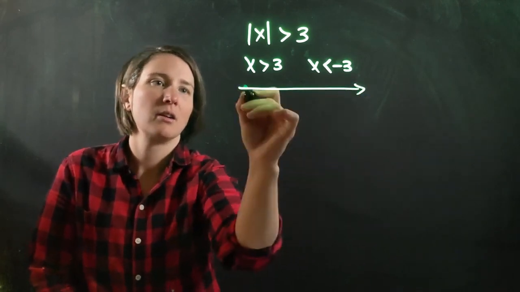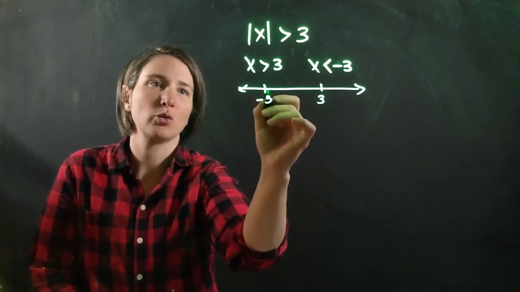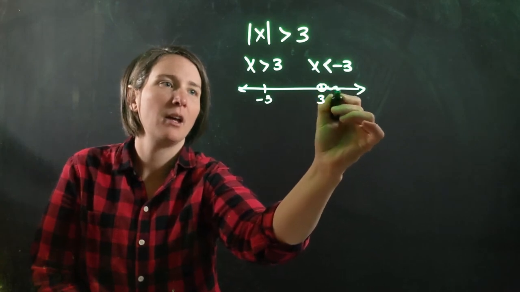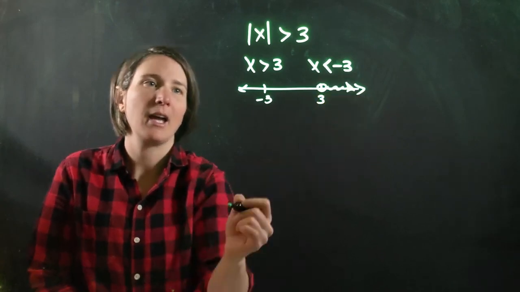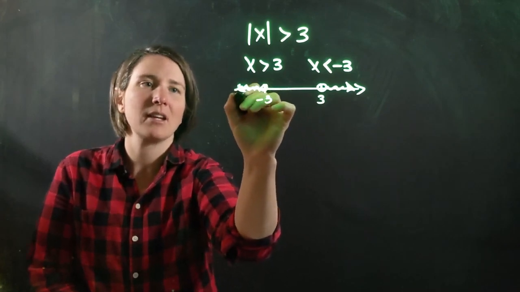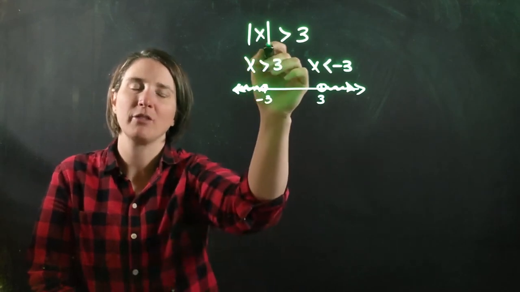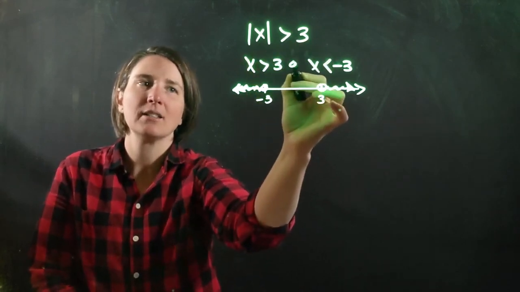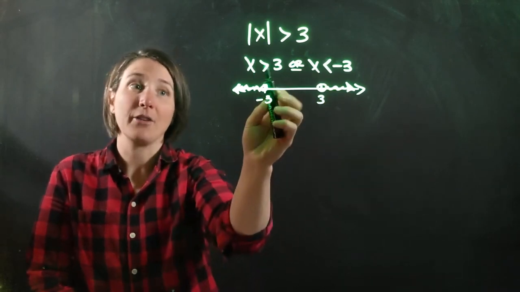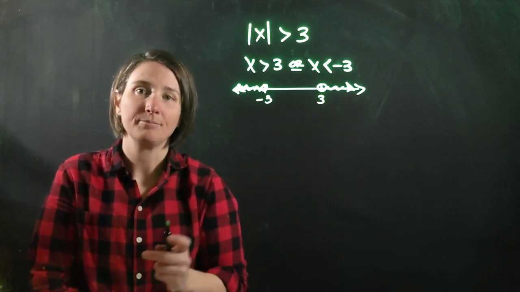Let's look at this. x is greater than 3. We have an open dot, and we're going greater than. We have an open dot at negative 3, and x is less than. What kind of statement is this? When we have the absolute value of x is greater than 3, it is an OR statement. x is either greater than 3 or x is less than negative 3.